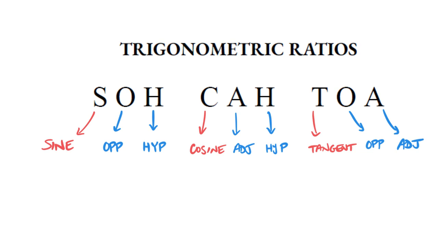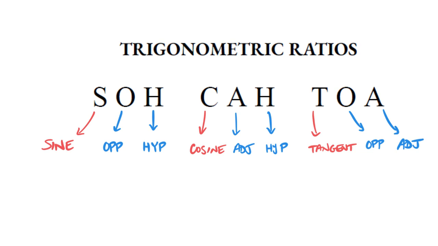There's our cosine, which is adjacent and hypotenuse. Tangent is opposite and adjacent. So each one of those groups of letters reminds us how to calculate each ratio. In fact, they go a little farther.